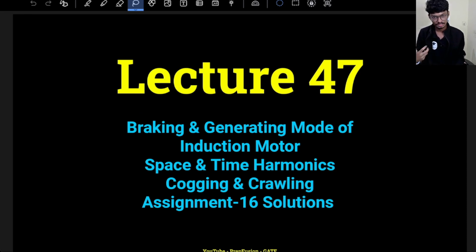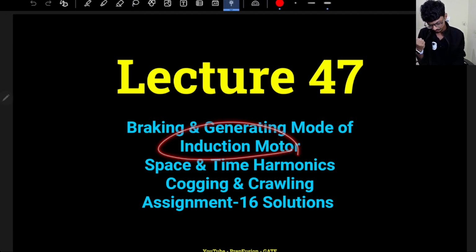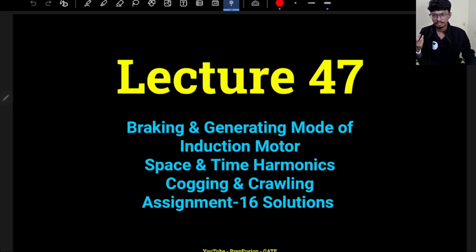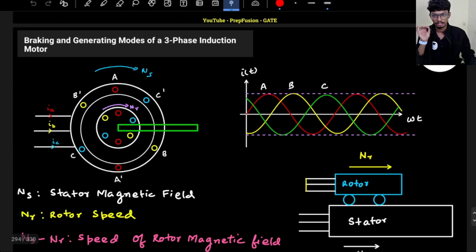So for today's lecture, we will be learning about the different braking and generating modes of induction motor, and also we will be learning about space and time harmonics. What are the harmonics present in induction motor? Okay, and also what is cogging, crawling, all these things. Okay, so first of all we will discuss braking and generating modes of induction motor.